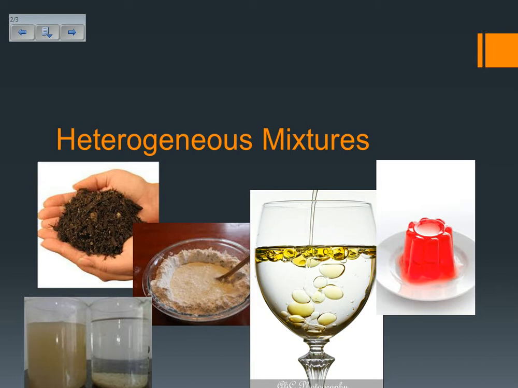Maybe you have to, oh, I still have that peanut in my throat. Oh, okay. Maybe you have to suck the top layer off, and then leave the bottom layer behind. Who knows? But these are heterogeneous mixtures.